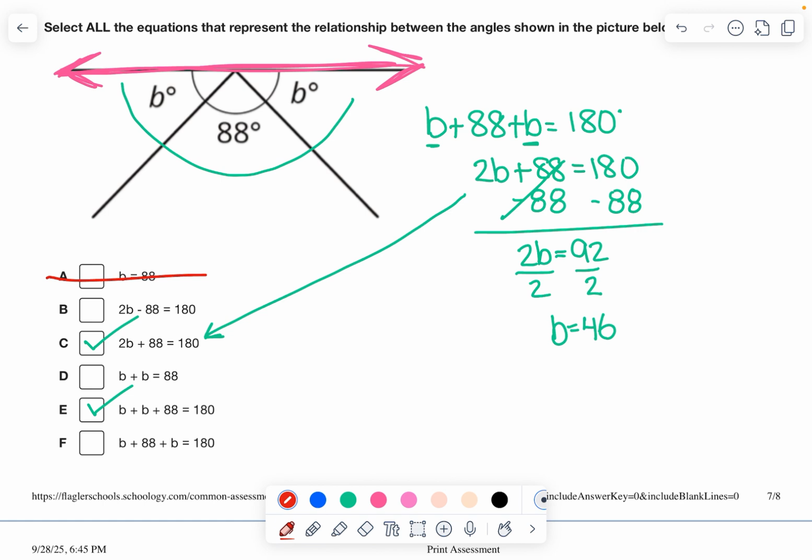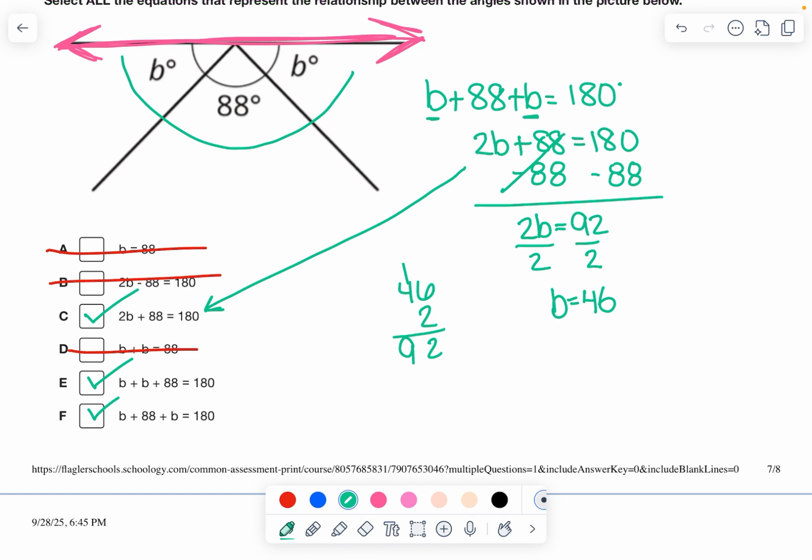2B minus 88 equals 180. Nope, because 2B plus 88 equals 180. B plus B equals 88. Well, let's see what 46 times 2 is. Nope, that is not correct. And then B plus 88 plus B equals 180. That is correct as well. It's just another way. E and F are the same thing. They're just switched around.